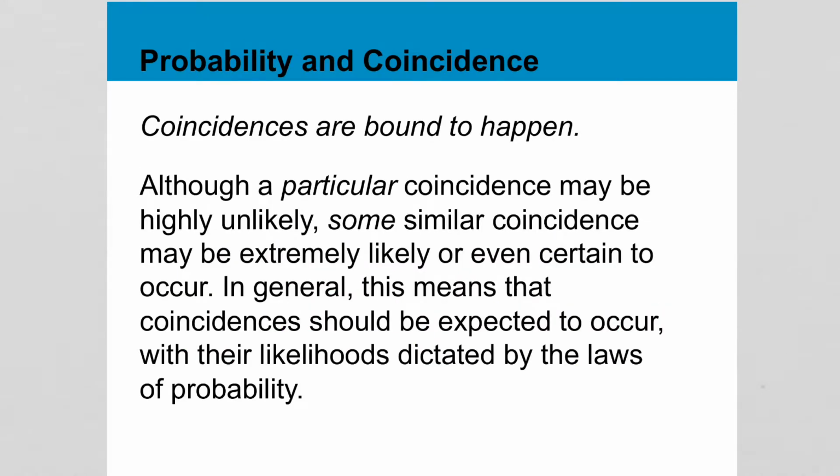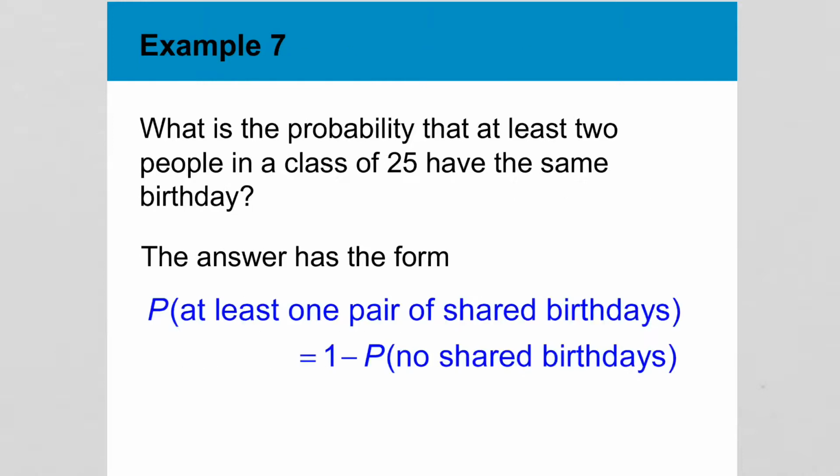Coincidences are bound to happen. Although a particular coincidence may be highly unlikely, some similar coincidence may be extremely likely or even certain to occur. In general, this means that coincidences should be expected to occur with their likelihoods dictated by the laws of probability. What is the probability that at least 2 people in a class of 25 have the same birthday?